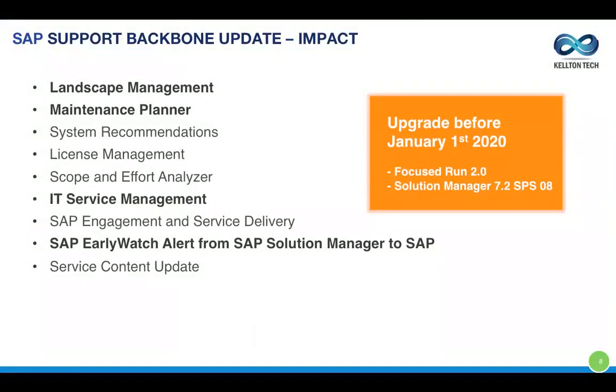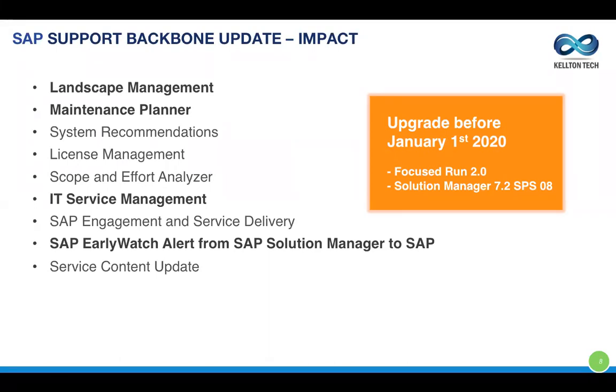Okay. Having said all that, the support backbone update and why it was updated, fine. But what is of interest to me is what is the impact? If I'm a customer, then what is in it for me? The landscape management, Maintenance Planner, system recommendations, license management, all of this would stop working if you are still on legacy Solution Manager 7.0, 7.1, or even 7.2, but not on the latest patch. Then all of these important features of Solution Manager are impacted.